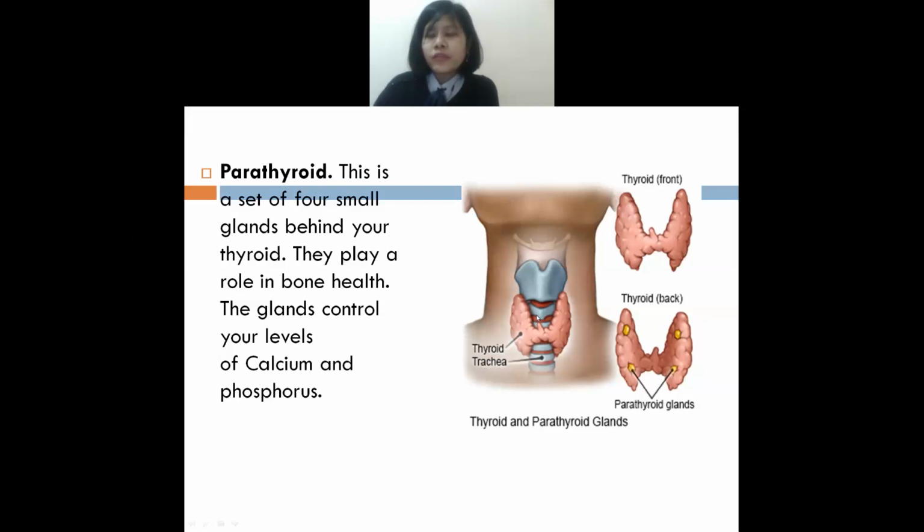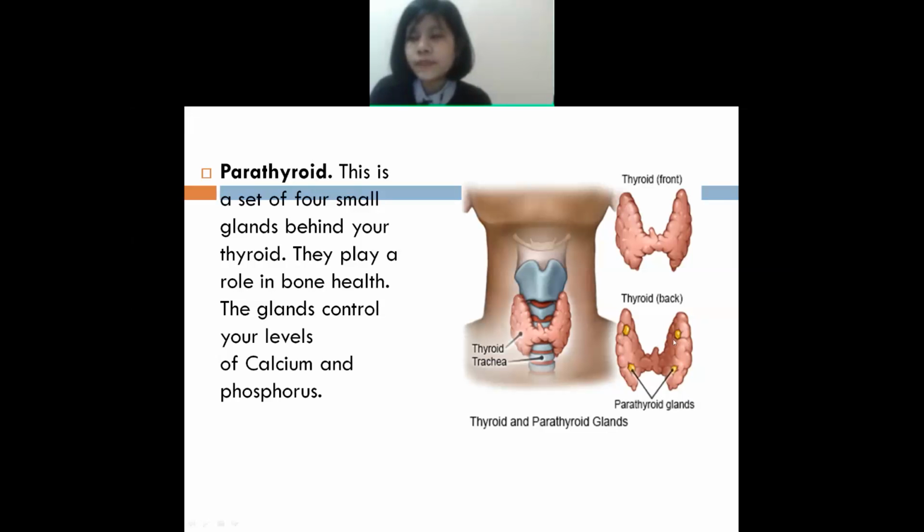Okay, I'll repeat again. So this is the parathyroid. Understand? This is the parathyroid. You will find this parathyroid at the back of the thyroid. So this is the thyroid, and if you turn and see at the back, you will find the parathyroid.